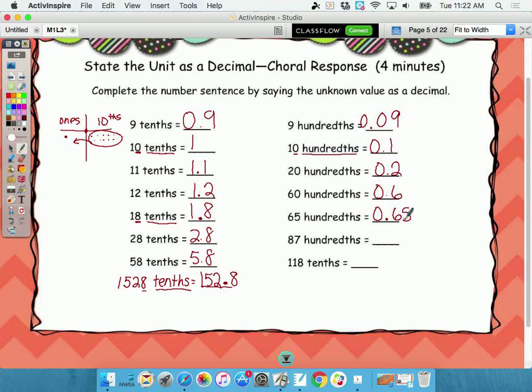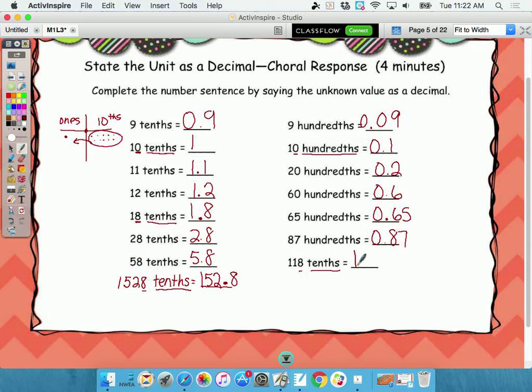0.65. Did you get that one right? Okay. What about 87 hundredths? 0.87. Okay, and then they threw a trick in for you, but you already know this because you did it already. 11. Jared told us to put the 8 in the tenths place. You agree? Oh, yeah. All right, Robert, tell me what to write here.